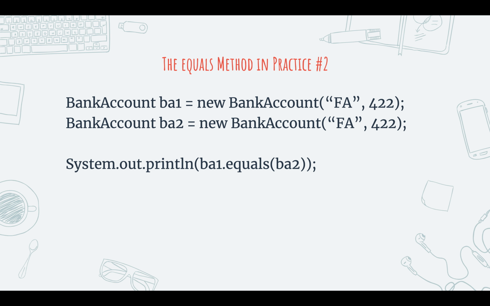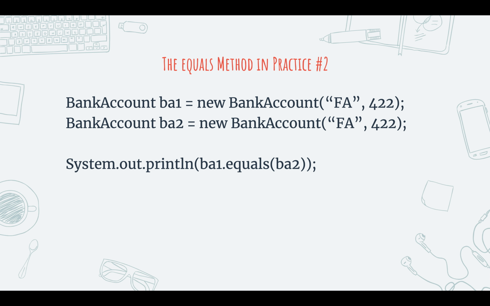However, let's look at this example. So in this case, what happens? We have one bank account and we create it with a constructor with the arguments FA and 422. But then we create another object, and instead of having it point to BA1, we use the constructor again and have the same arguments as BA1. These are literally the exact same object because the instance variables that we're assuming are exactly the same, right? We don't edit the program afterwards. And logically speaking, these should be identical objects.